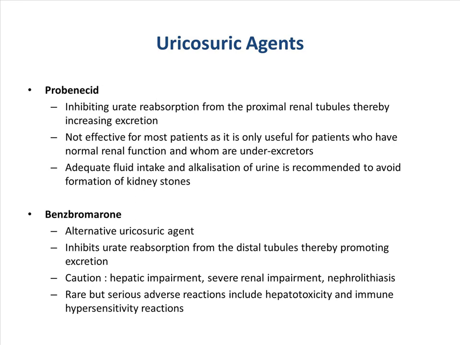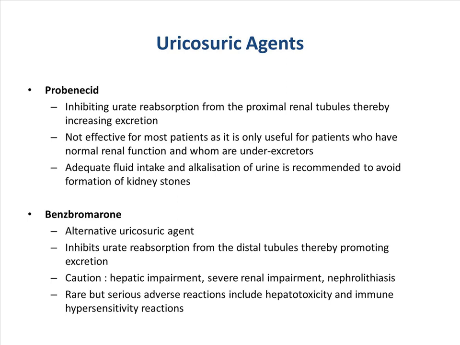Another class of urate-lowering therapy is the uricosuric agent. Examples of these include probenecid and benzbromarone. Probenecid works by inhibiting urate reabsorption from the proximal renal tubules, thereby increasing excretion. However, it is not very effective for most patients as it is only useful for patients who have normal renal function and who are under-excreters. When using these agents, adequate fluid intake and alkalization of urine is recommended to avoid formation of kidney stones.